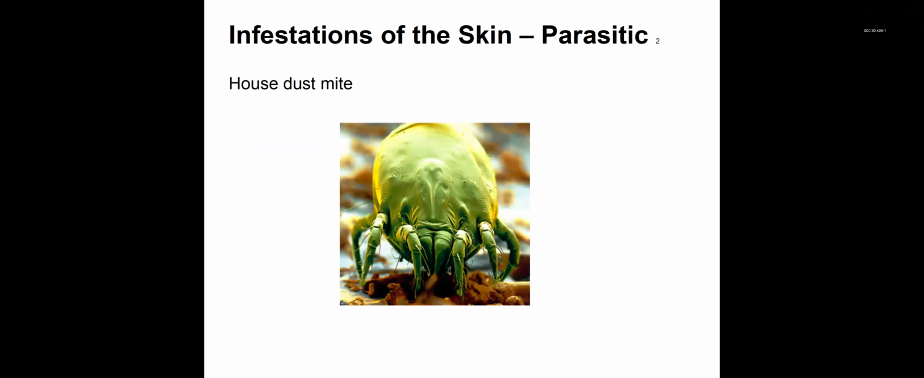Other examples of parasites. So if you're familiar with house mites or house dust mites, these house dust mites are microscopic organisms that thrive in household environments such as bedding, carpet, furniture, curtains. These mites feed on dead skin cells shed by humans and pets, making them a constant presence in many homes. So these have allergenic properties.